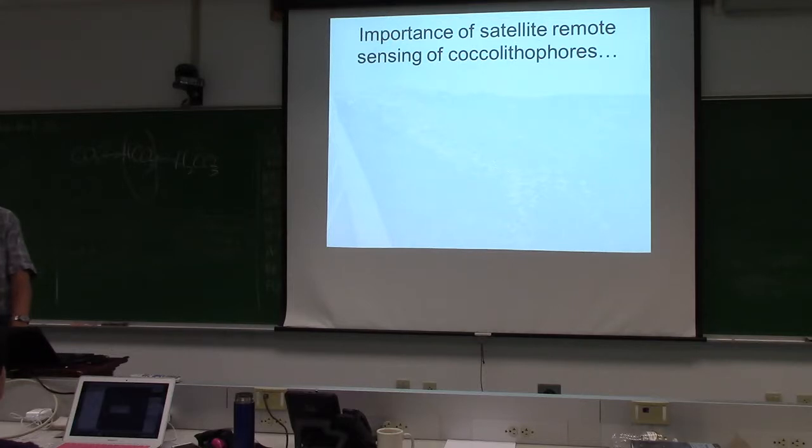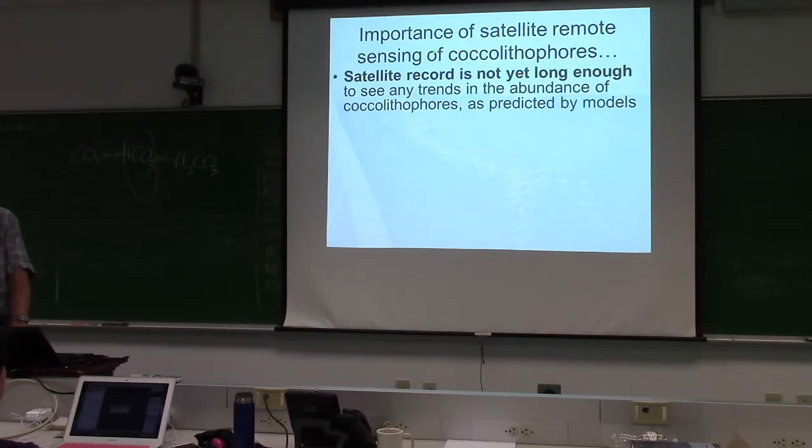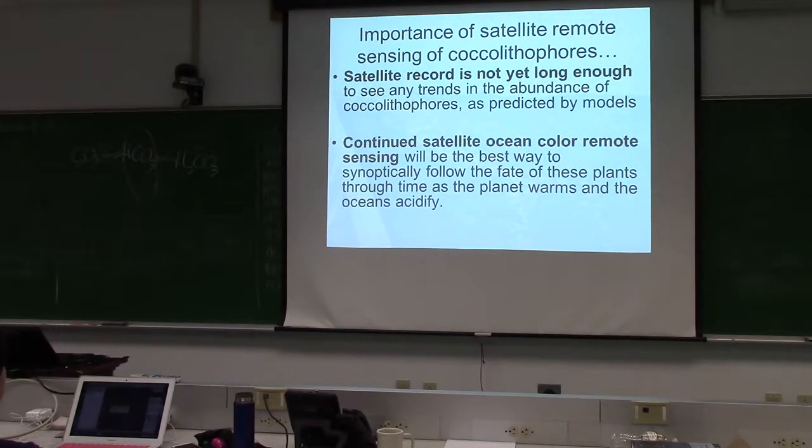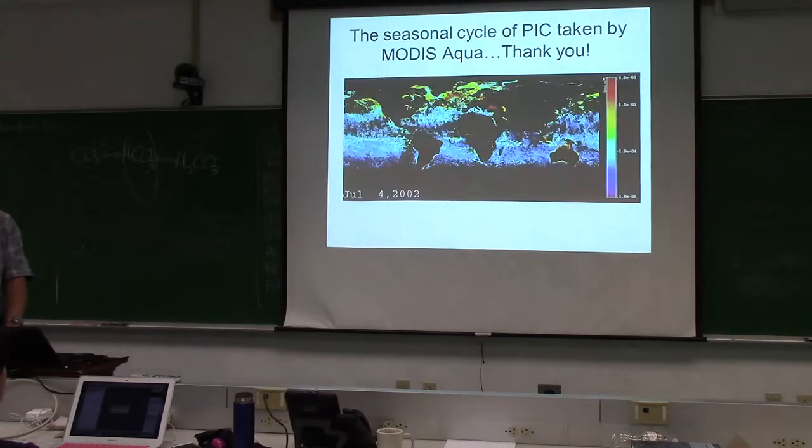Importance of satellite remote sensing of coccolithophores. The satellite record is not yet long enough to see any trends in the abundance of coccolithophores, at least as predicted by the models. We're getting there, but there's a lot of variance from year to year, and discerning that is tough. Continued satellite ocean color remote sensing will be the best way, synoptically, to follow the fate of these plants through time as the planet warms and the oceans acidify.